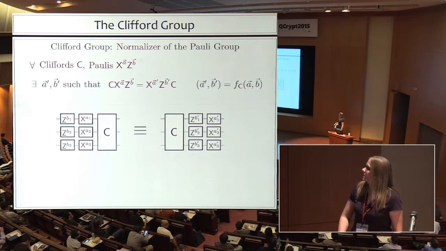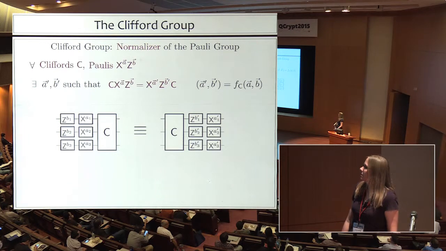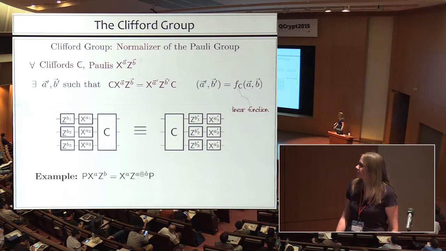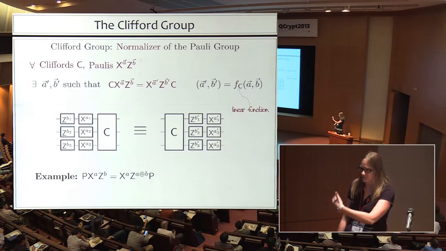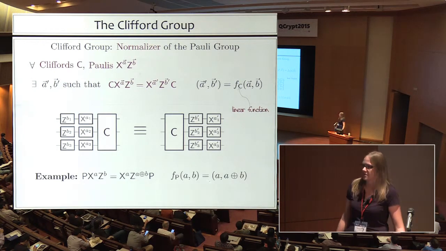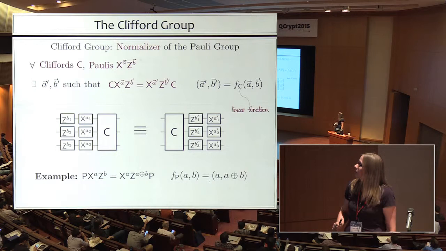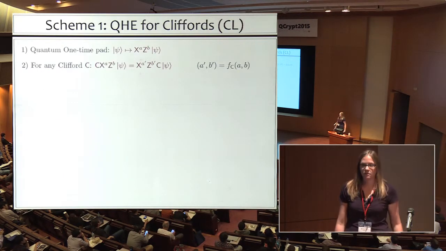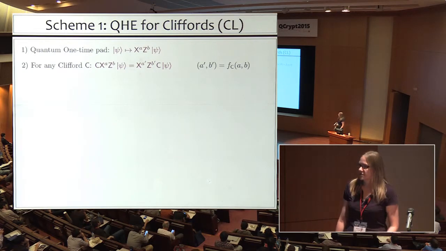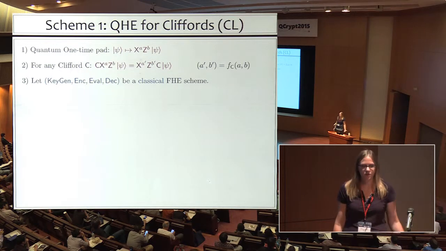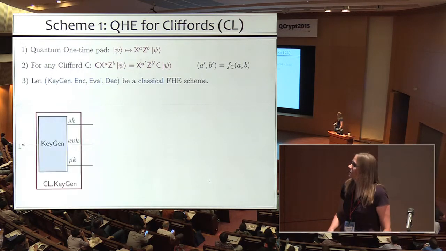So for every Clifford C, there's some function, f sub C, that satisfies this relation. And it's not obvious, but this is actually always a linear function. So for example, this identity holds up to some global phase for a phase gate P. So we write f sub P of A, B equals A plus B. Okay, and we only need one final ingredient for our first scheme, which, as I mentioned, is some classical homomorphic encryption scheme, and it actually only needs to be homomorphic for linear circuits.